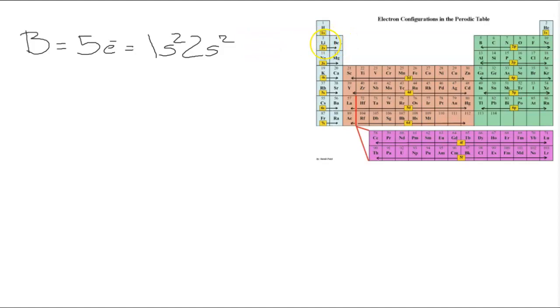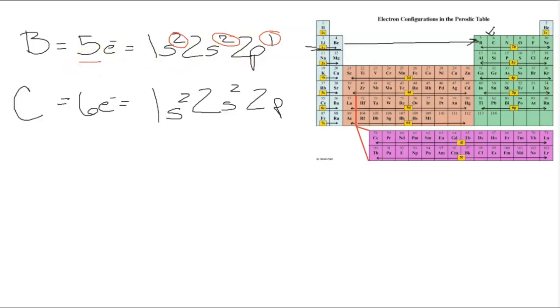So I am still on energy level 2, but now I've moved out of the S block, and these are my P block columns. So energy level 2 in the P block, boron is in the first box, which means his electron goes into the first spot. If I double check myself by adding up my superscripts, 2 plus 2 plus 1 is 5 electrons.